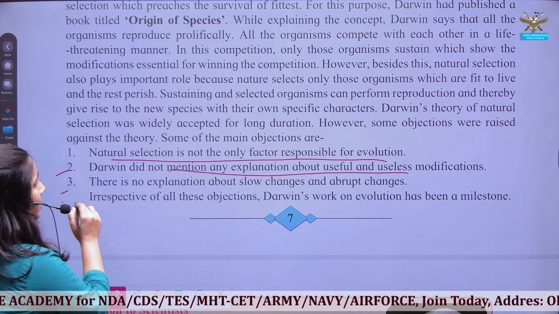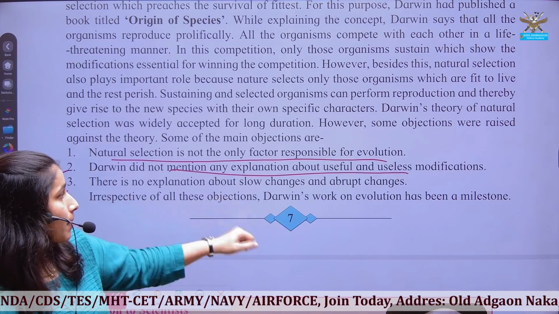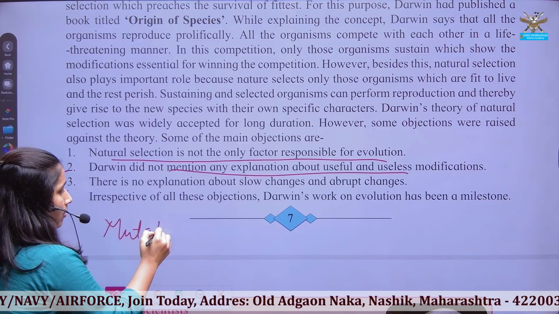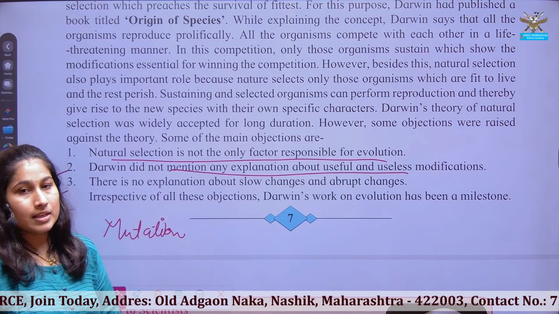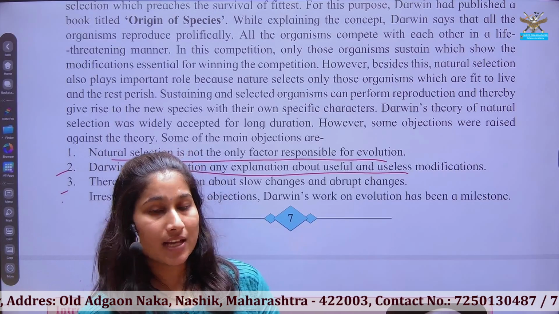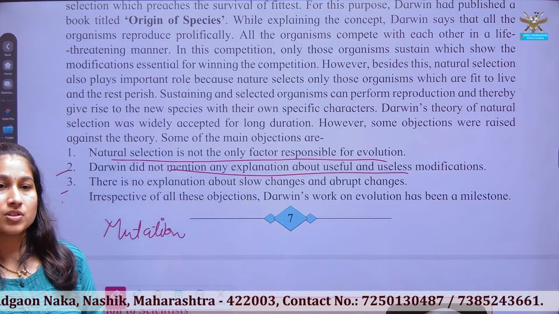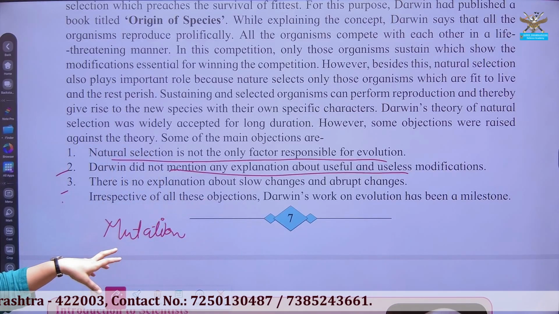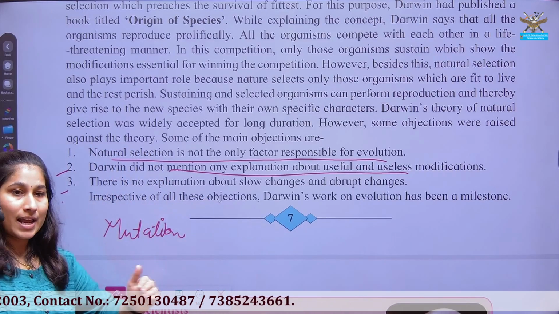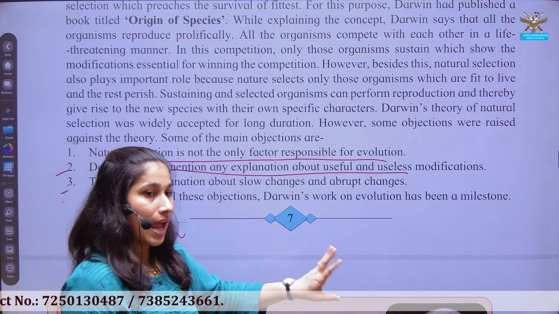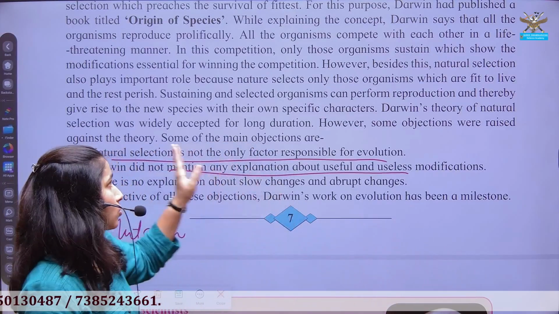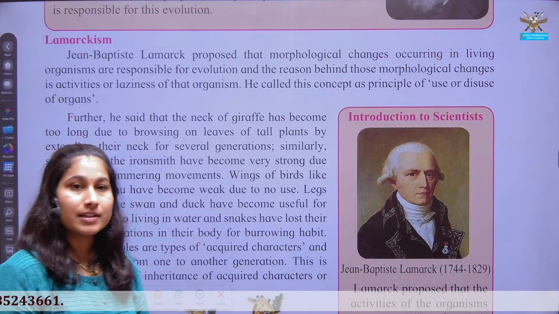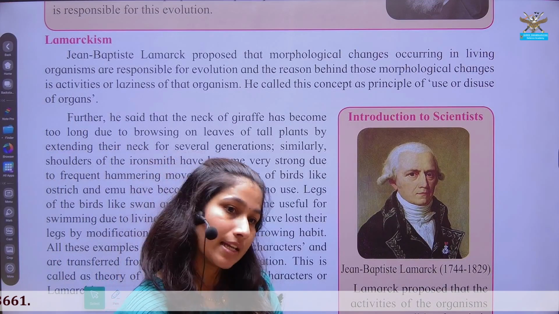Next, there is no explanation about slow change and abrupt change, that is mutation. There were some sudden changes in characters because of which new species emerged. So about these mutations or sudden abrupt changes in organisms, and also the slow gradual changes, the explanation was also not given by Charles Darwin. That's why the theory of natural selection is considered as a base for evolutionary studies.